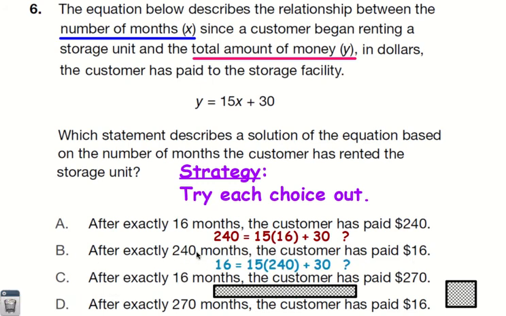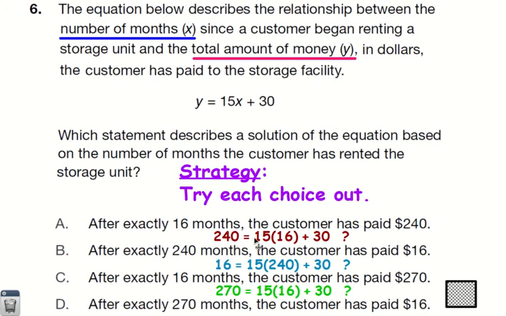Trying out choice B, where 16 is y and 240 is x, is this true? And then the values for choice C, and then choice D, not really room here on my screen. So spoiler alert, it's not D. It's going to be A, B, or C. Which one of these is true?